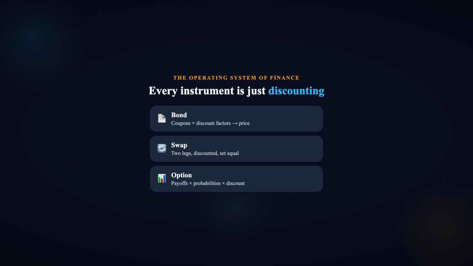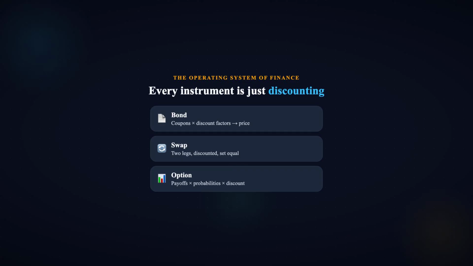A swap, two legs of cash flows, each discounted to today, and the fixed rate is chosen so the present values match. An option, more complicated but the same principle, future payoffs probability weighted, then discounted back to today. If you can draw a timeline, label the cash flows, and multiply each one by the right discount factor, you have already learned the operating system underneath most of finance.